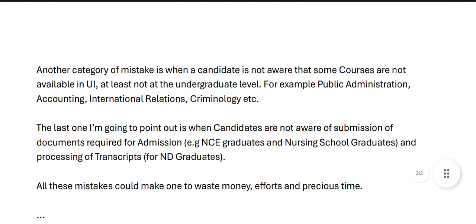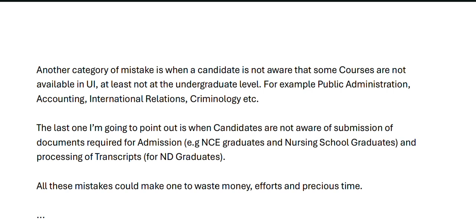Here I'm going to correct some things. Another category of mistake is when the candidate is not aware that some courses are not available in UI, at least not at undergraduate level. For example, public administration is not available. Accounting was not available at the time of writing this message, but not at the time of recording this video. So accounting is currently available in UI.